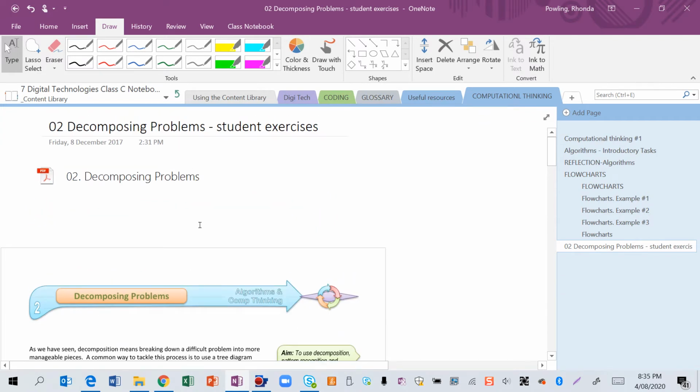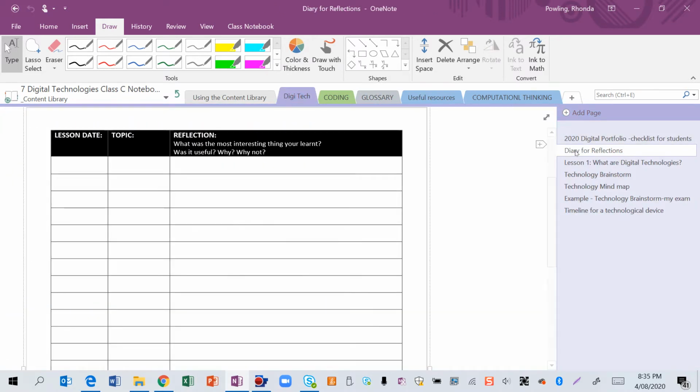And then there is one more thing, however, I want to do. If you go back to Digitech, if you remember, I had a diary for reflections. So put today's date in here, then the topic, which is 02 Decomposing Problems, and answer these two questions. What was the most interesting thing you learnt today? Was it useful? Why or why not? So I'd like you to put your answers to those questions as a reflection on today. Once you've done that, boys, you can go away and enjoy the rest of the day.